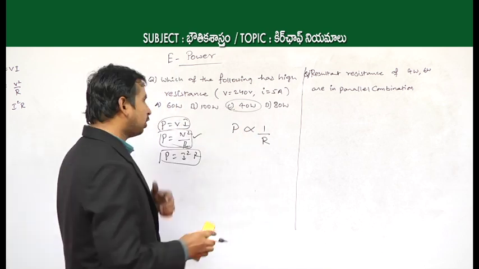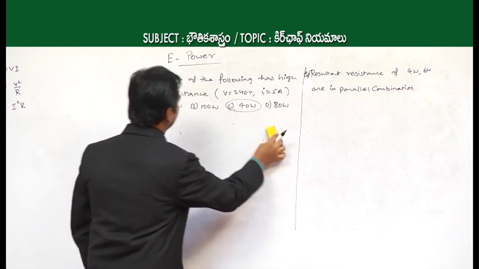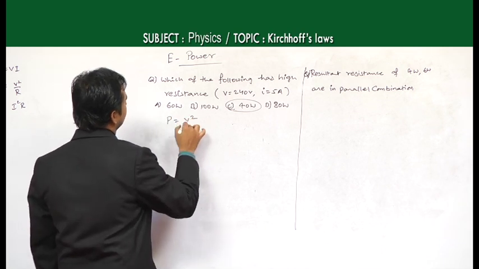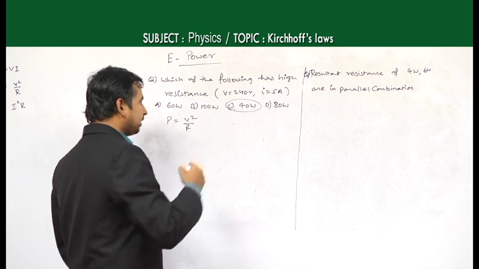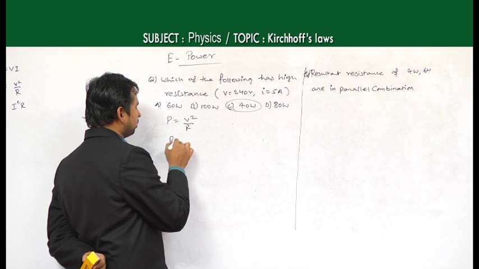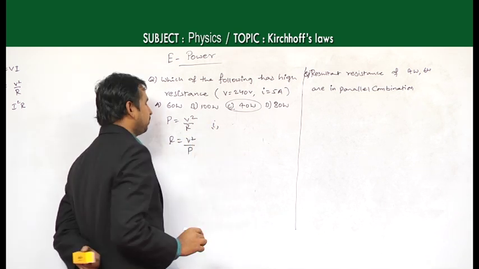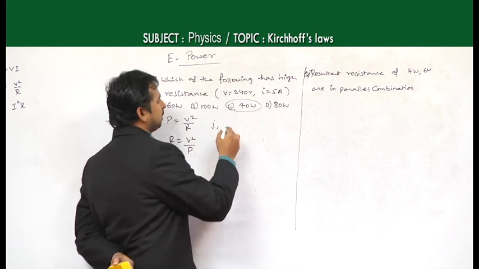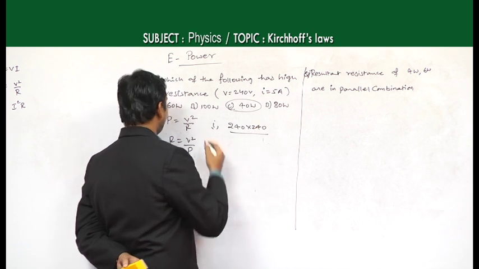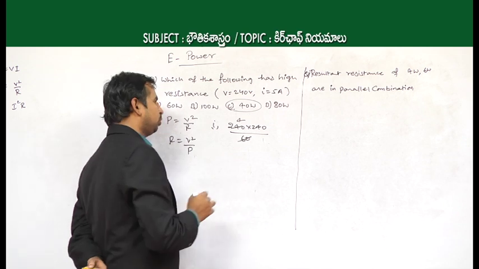Or if you want to find out how much resistance you have in each case, as we know P is equal to V square by R, then R is equal to V square by P. For the first one, it becomes 240 square by 60, which is 4 times 240.